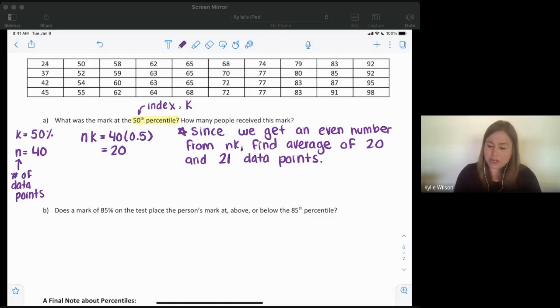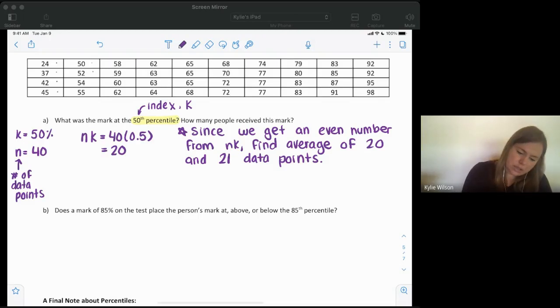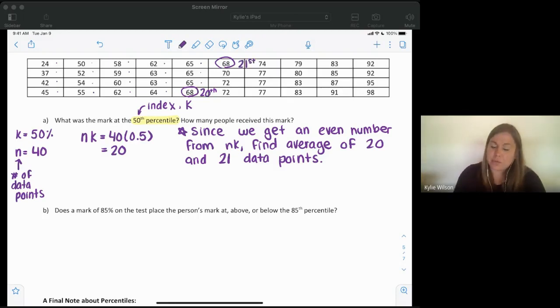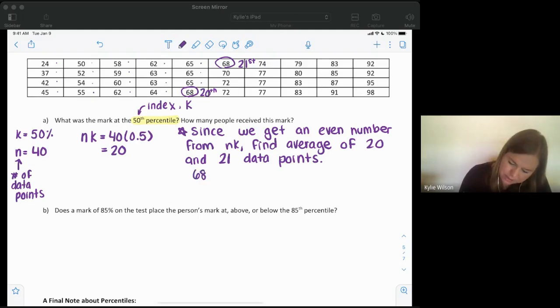So let's find our 20th and 21st data points. So we have 1, 2, 3, 4, 5, 6, 7, 8, 9, 10, 11, 12, 13, 14, 15, 16, 17, 18, 19, 20. So there's 20, and here's 21. So that's our 20th data point, and that's our 21st data point. So we find the average of those two. In this case, they're both the same, but I want to go through all the steps just so you could approach it for any numbers. So we'll find the average of them. We add them together and we divide by 2. So we'll get 68.